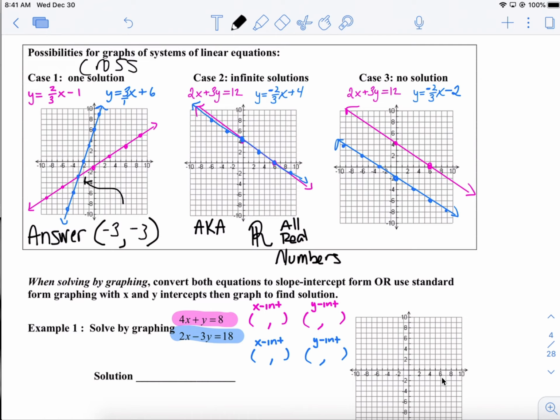If your two lines are the exact same line, meaning they start at the same spot, they rise and run the same way, and they land on all of the same points, we would say they have infinite solutions, or you could say they have all real numbers in common. The last one is no solution. That's what happens when our lines are parallel. Remember, that happens when the lines have the same slope. So same slope, but they started in different places. That means they have no solutions, no points in common.